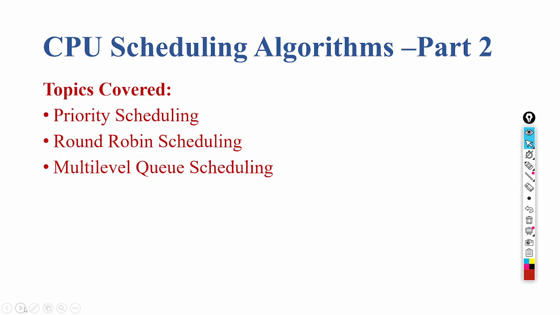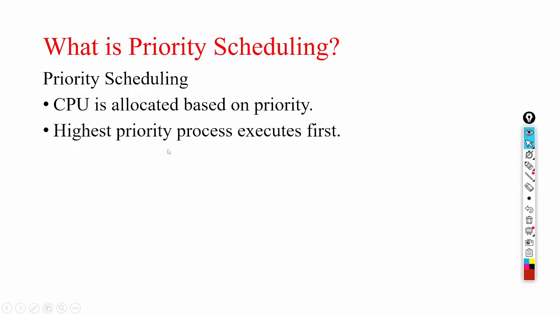Now let's start. What is priority scheduling? In priority scheduling, every process is assigned a priority value. Each and every process has some priority value. The scheduler will select the process with the highest priority and allocate the CPU to it first.